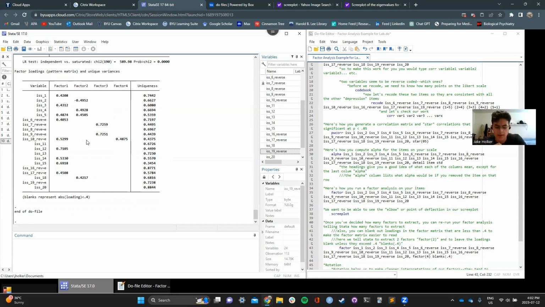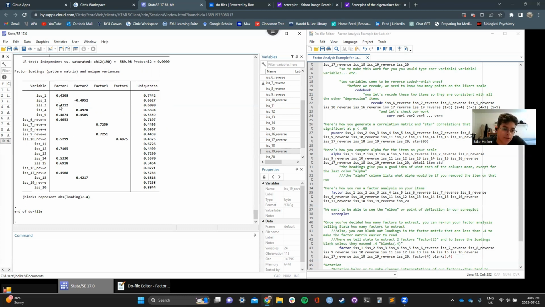Well, that's a good question. The usual convention for naming these factors, or determining what they measure, is looking at the highest loaders, looking at what those loading items measure, and naming your factor after those items.